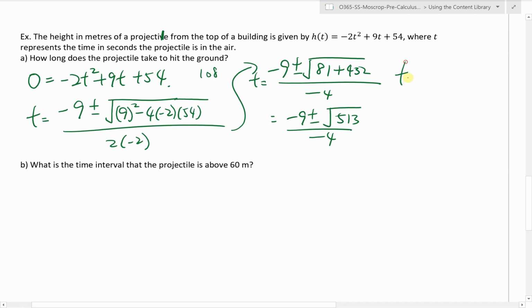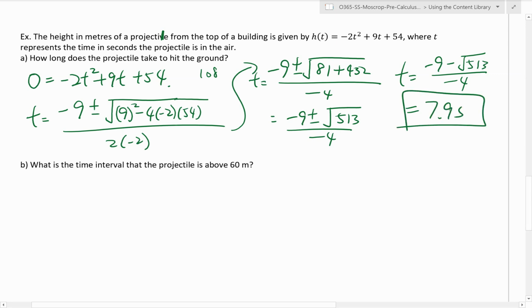So then really my answer is negative 9 minus root 513 over negative 4. And now I'm just going to put this into a calculator and see what I get. Okay, so negative 9 minus the square root of 513, and then divided by -4. So that's 7.9 seconds. So it takes 7.9 seconds for this projectile to hit the ground, okay?